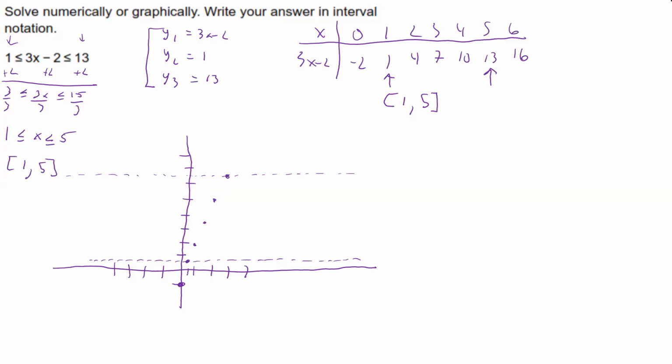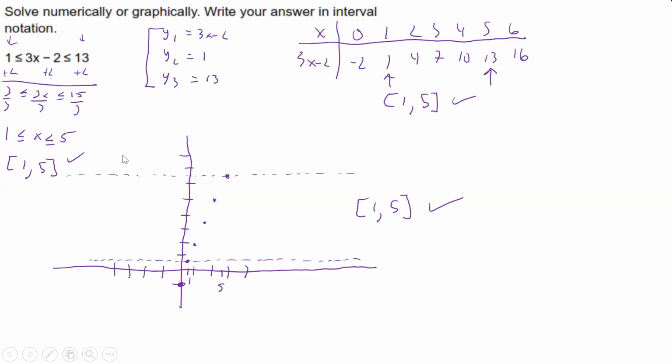So that's here. That's at 1. And that one is at 5. So between 1 and 5, again, is where we want to get it. So we get 1 and 5 here, 1 and 5 here, and 1 and 5 here. So no matter if we do it symbolically, numerically, or graphically, we get the same answer on that one.